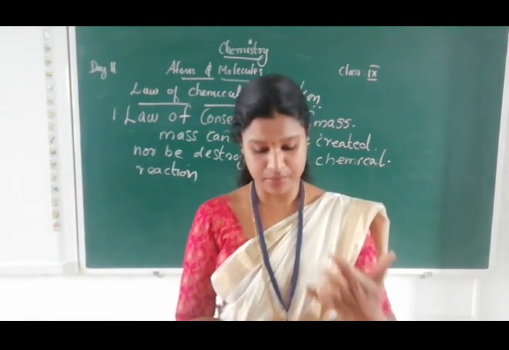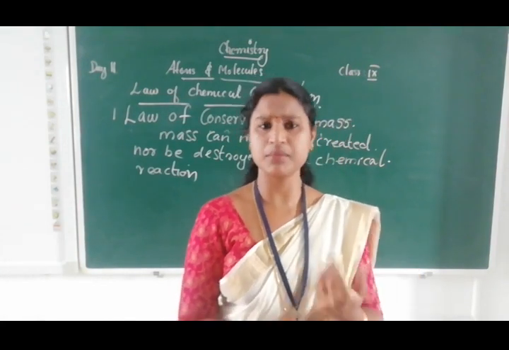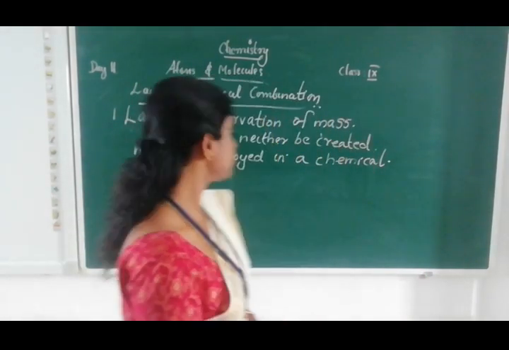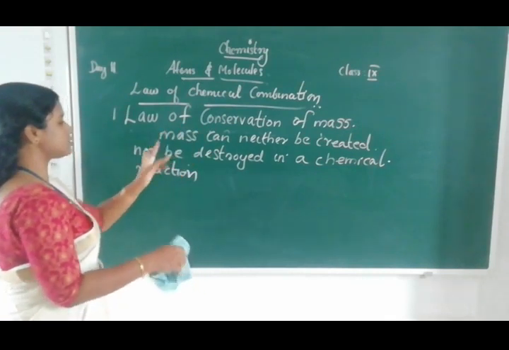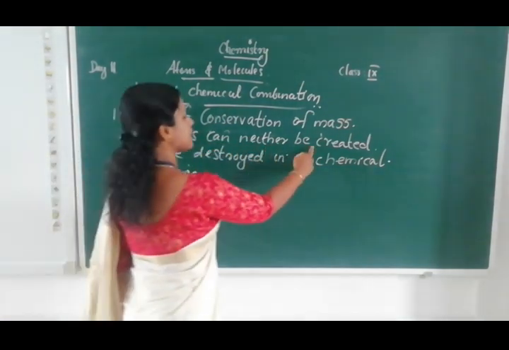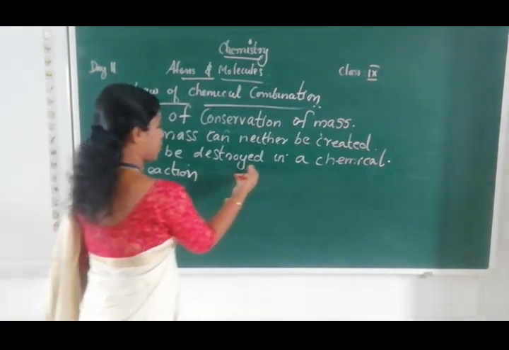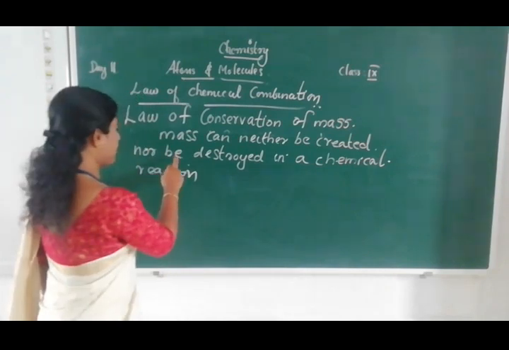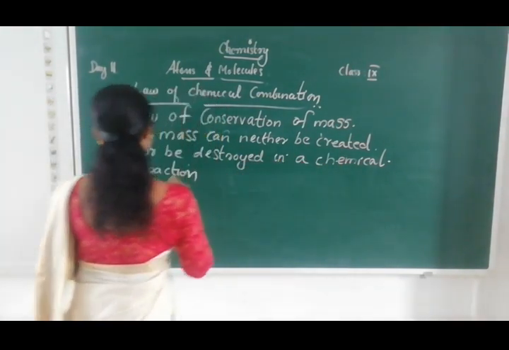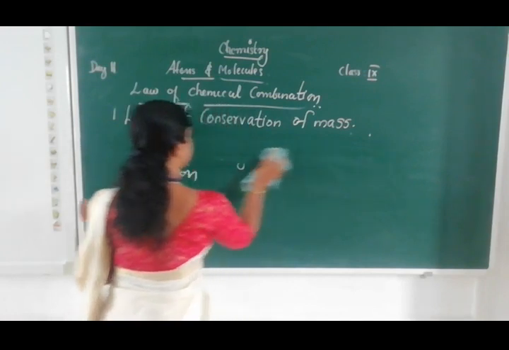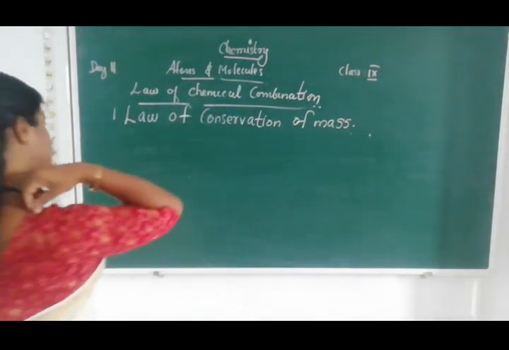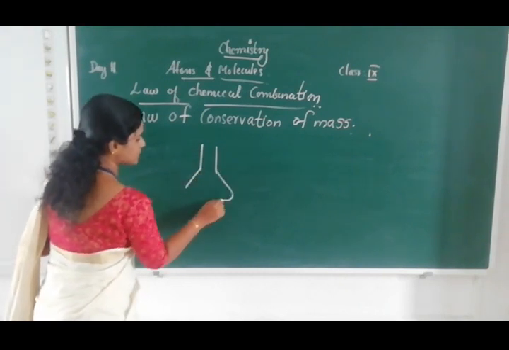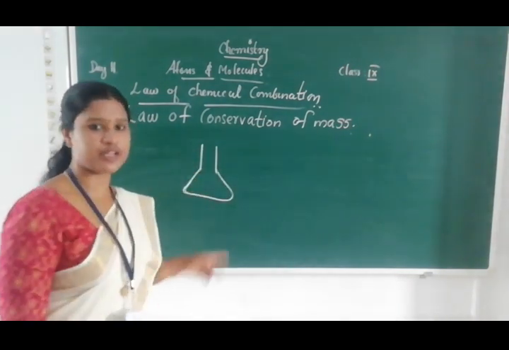And this can be easily understood through a simple activity. Take a conical flask. Once more I will explain: mass can neither be created nor be destroyed in a chemical reaction. So an activity is there to explain this law, and for that, a conical flask is taken. This is the conical flask.